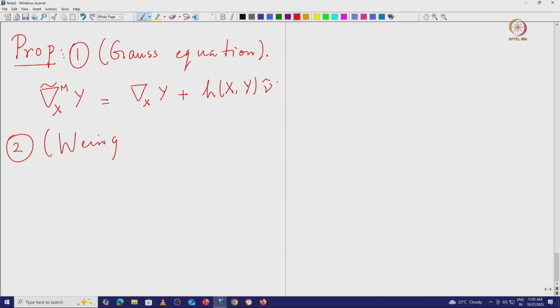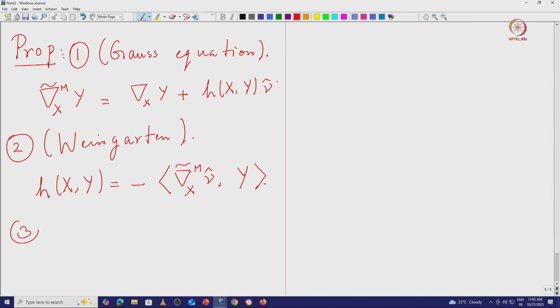Then we have the following useful theorem by Weingarten, that there is a formula for the second fundamental form. This is precisely minus the inner product of the derivative of the normal vector with respect to x comma y. Okay, and then third, the key equation called the Gauss-Codazzi equation, which helps us compute the curvature tensor.